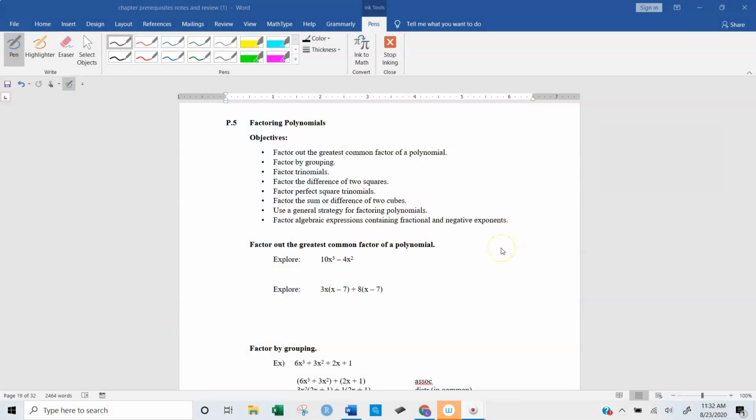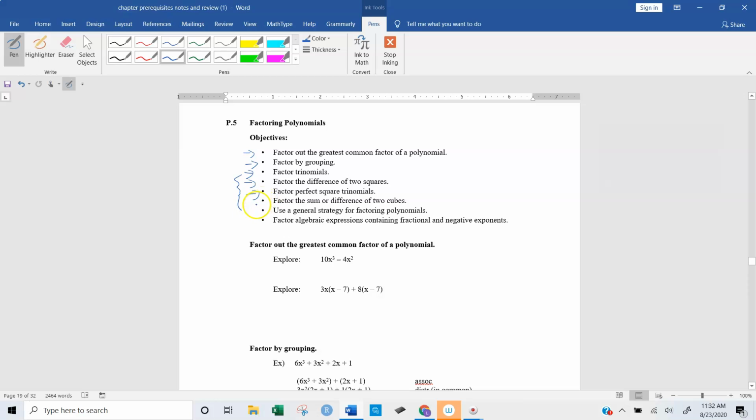Okay, when you're looking here, we are going to be looking at, let's use blue today, why not? Factoring out the greatest common factor. All right, so it's taking out what they have in common. We're going to do grouping. We're going to work on trinomials, difference of squares, perfect square trinomials. So all of these are different types.